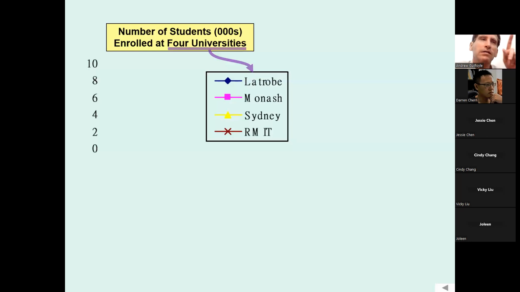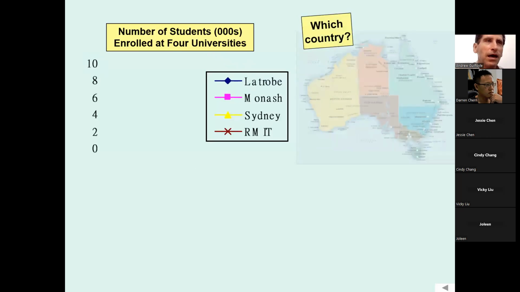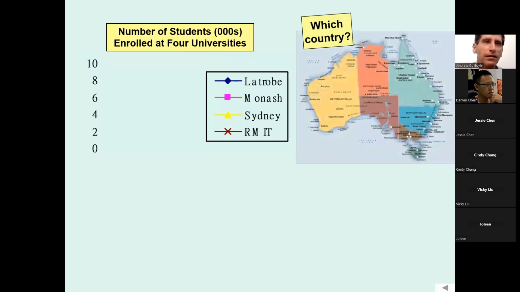So which country is this? You should be able to tell me that. Australia. Yay, Australia, my country, home of the handsomest English teachers in the world, right? Yes. Definitely. I'm from Melbourne down here. So RMIT is in Melbourne and Sydney is there.